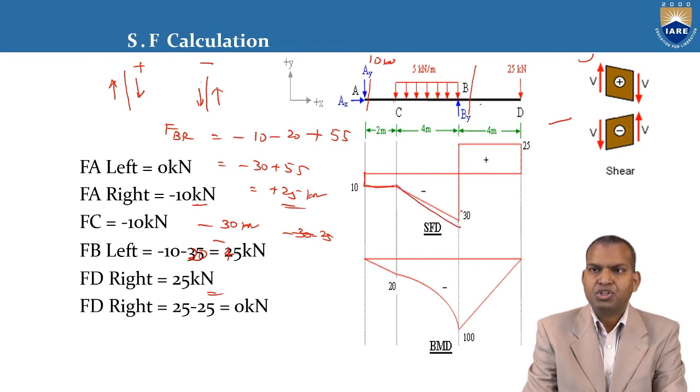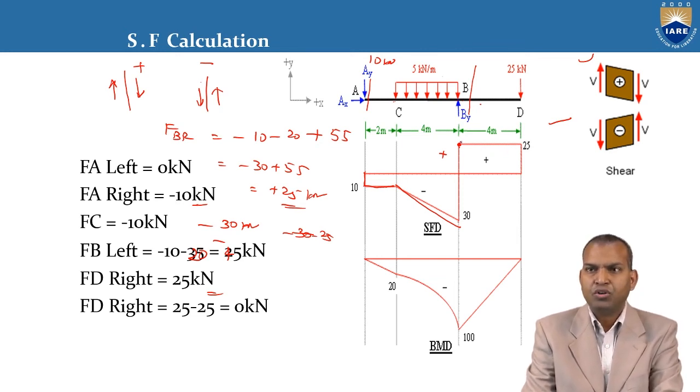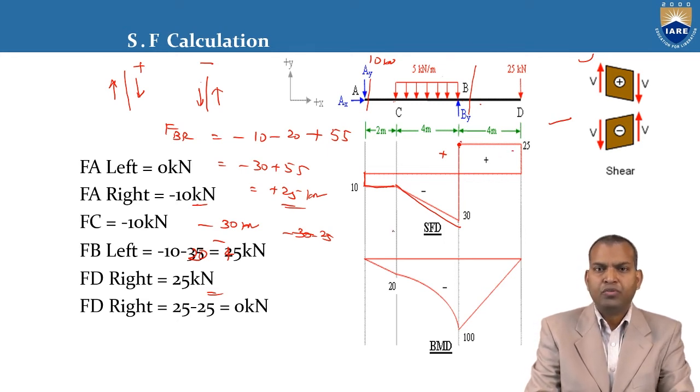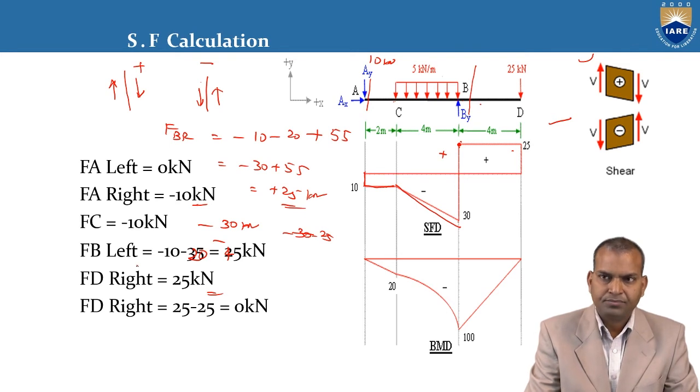At minus 30, it is suddenly changing to a positive value. From negative to positive, that is plus 25. From point B to point D, it is constantly acting. That's why it is 25 as a constant. Why does it become constant? Because from B to D, a concentrated load is affecting, whereas from C to B, a uniformly distributed load is acting.